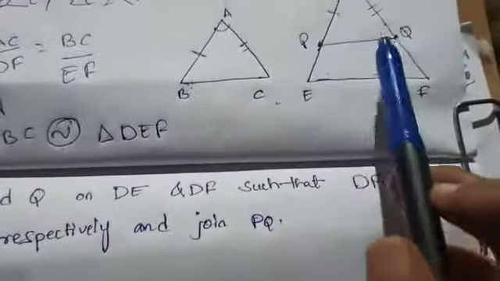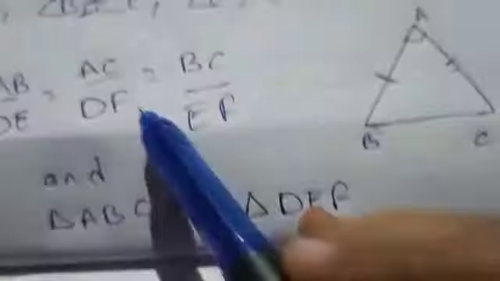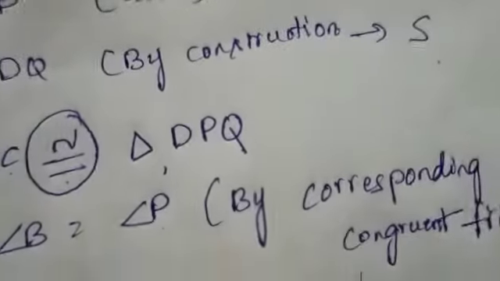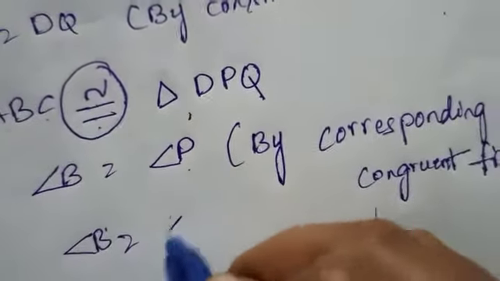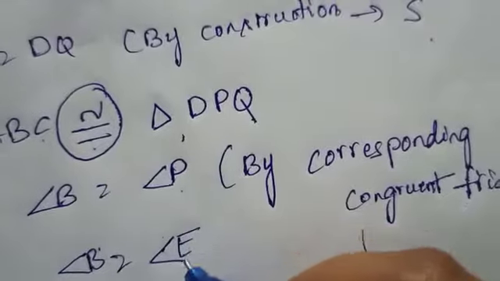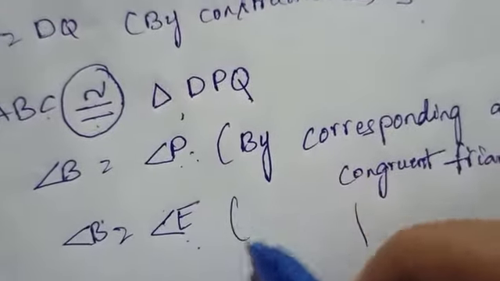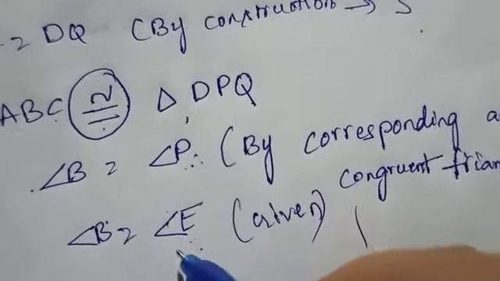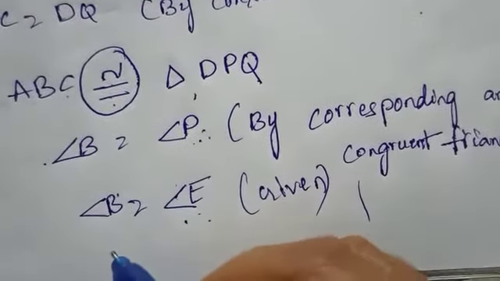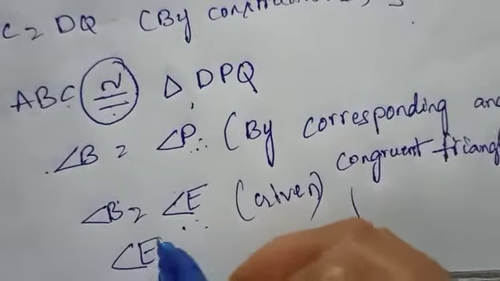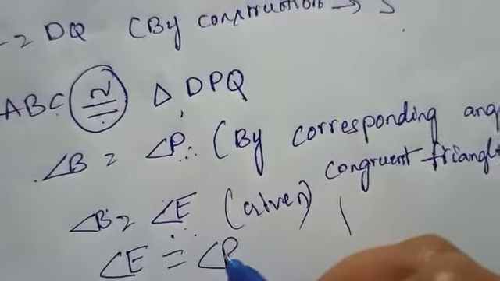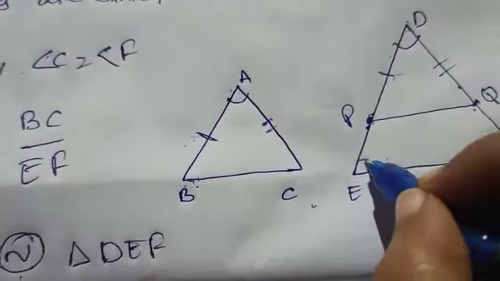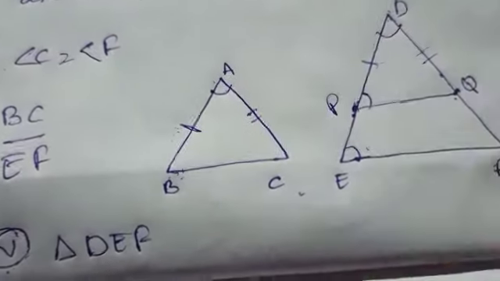These two figures are congruent. We know angle B equals angle E; this is given. Here angle B equals angle P as well as angle E. Then angle E equals angle P.